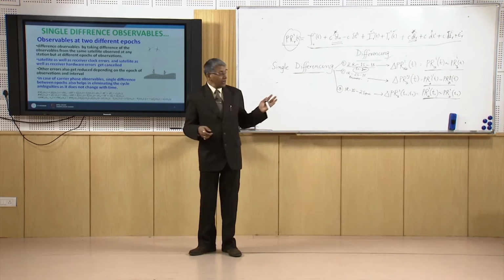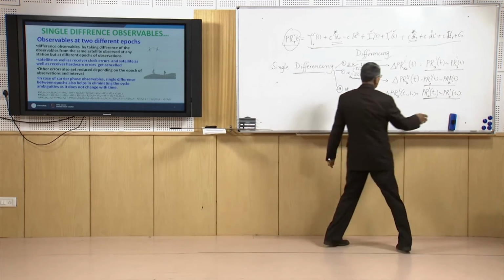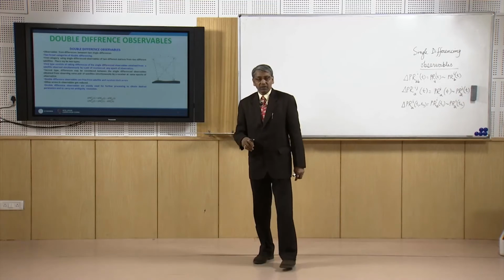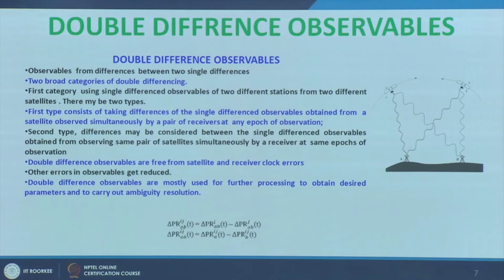After this, another method of differencing we can arrive at is called double differencing. Now I will explain the second type of differencing observable, that is, the double difference observable.